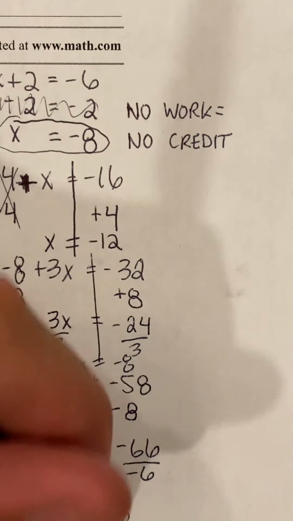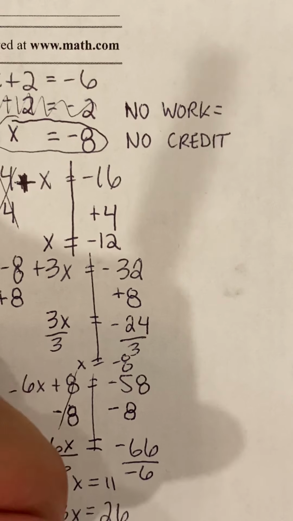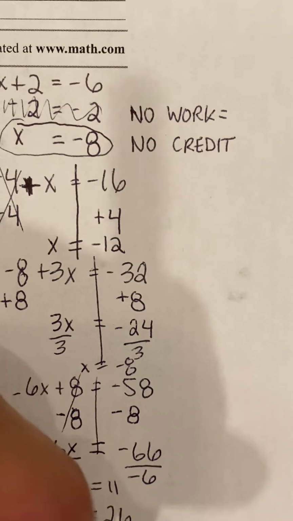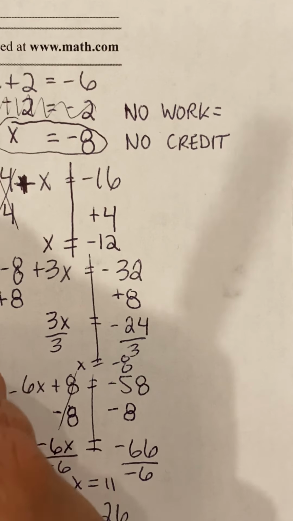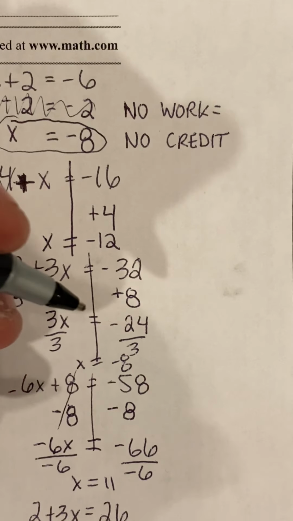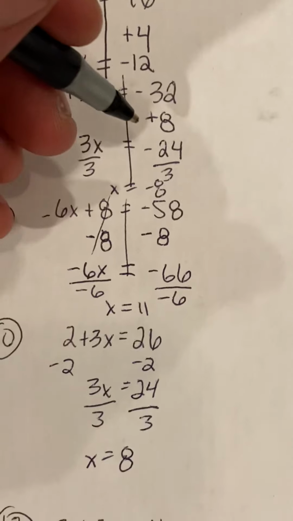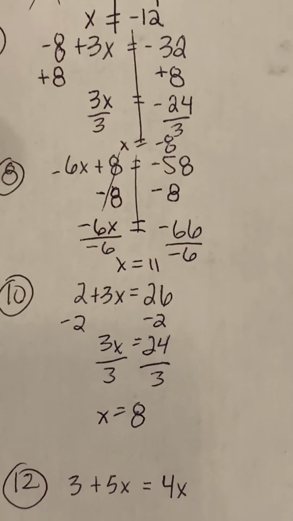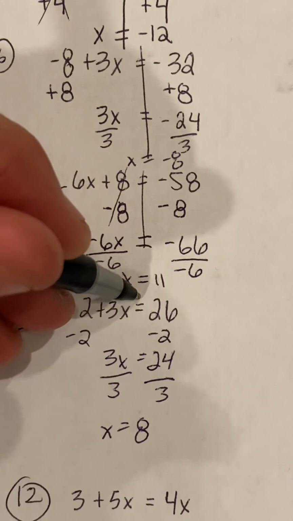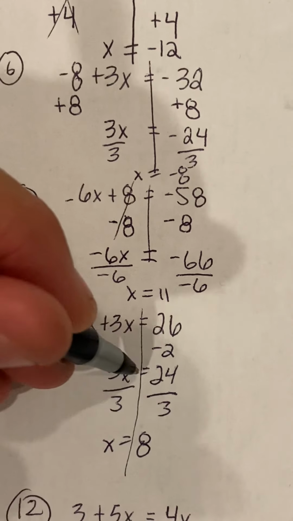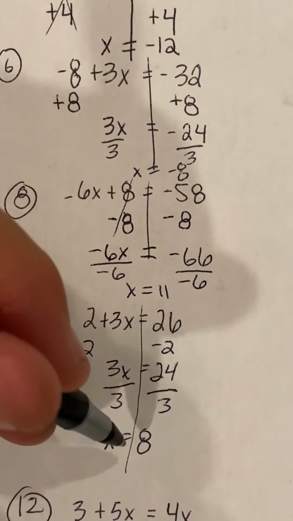Pretty basic one here. Subtract 2. 3x equals 24. Divide by 3. X equals 8. Now, I'm sorry, that one wasn't even on there. So again, I subtracted my 2, simplified, divided by 3, x equals 8.